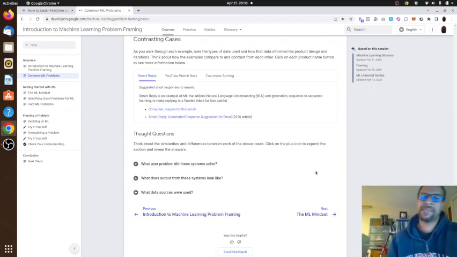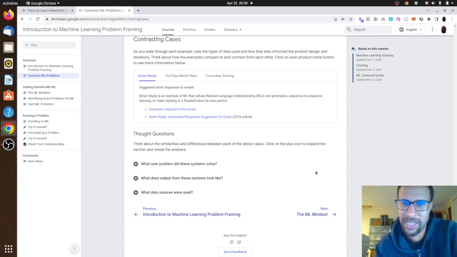Okay, contrasting cases. As you walk through each example, note the types of data used and how that data informed the product design and iterations. Think about how the examples compare and contrast with each other. Click on each product name button to see more info below. YouTube Watch Next. Oh my god. Is there more things to watch inside of more things to watch?